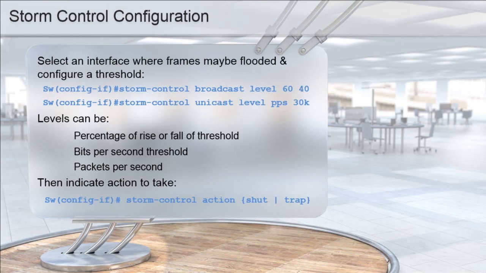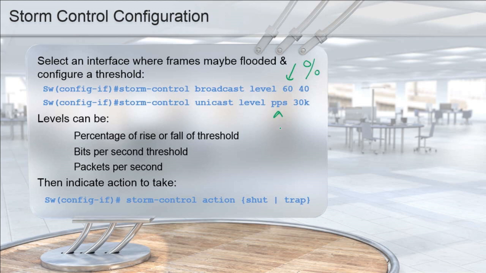So here they give us an example. Once we've gone into an interface, with the storm control command, we can start looking at broadcast traffic, and the level is usually going to be a percent. So do we want to maybe send a trap when we hit the lower threshold? Do we want to actually start shutting the port down when we hit that upper threshold? There's all sorts of things that we can do. So percentage, bits per second, and packets per second, a couple different ways that we can do that. When you just see the numeric value like this, think percent.